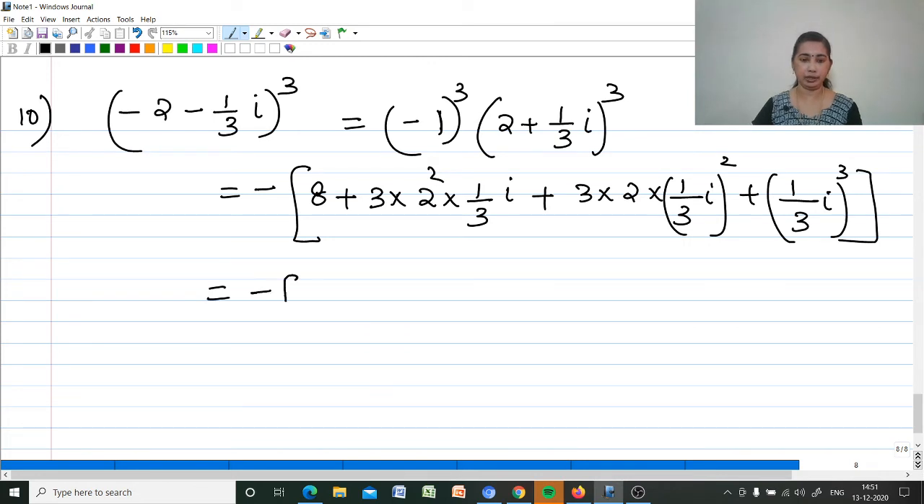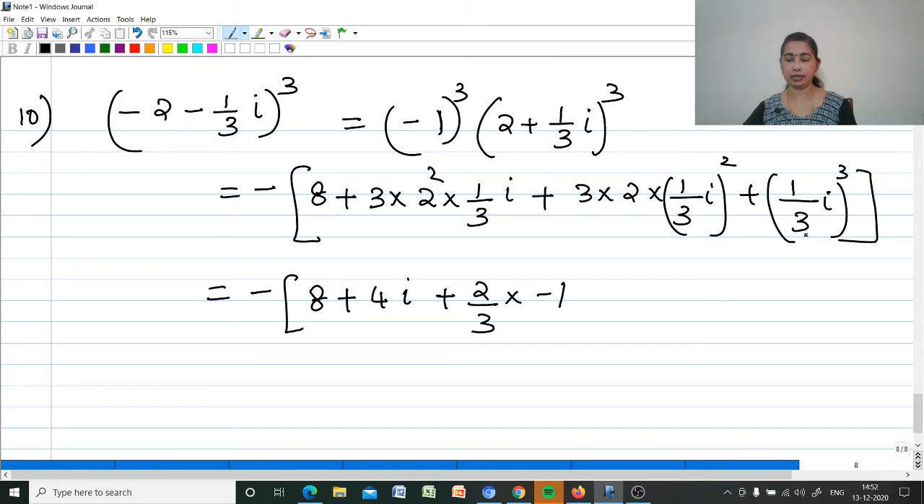That is equal to −[8 + this 3 getting cancelled, remaining 4i. Then 3 will be cancelled here, remaining 2/3, i^2 is −1. Then the last term plus 1/3 into (1/3)^3, (1/3)^3 is 1/27. 1/27 into i^3 is i^2 into i, so −i].